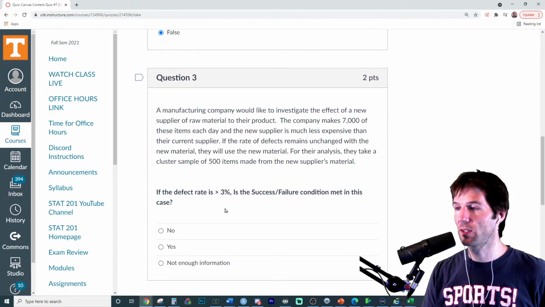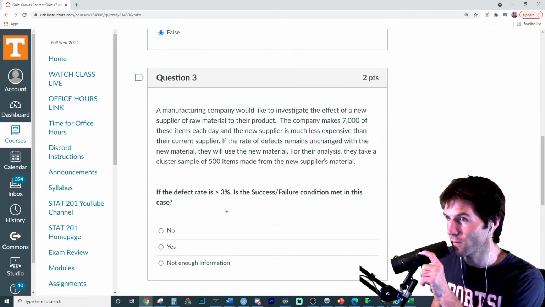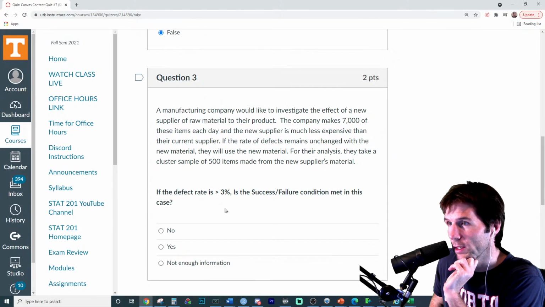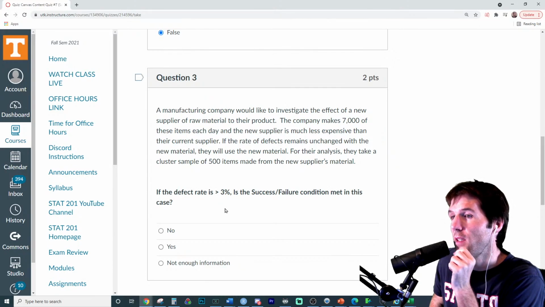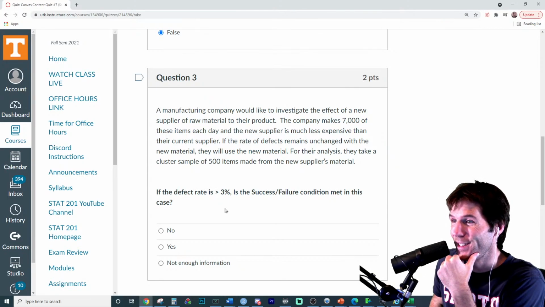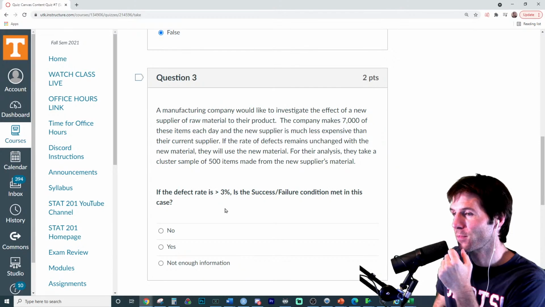Ooh, I love these questions. A manufacturing company would like to investigate the effect of a new supplier of raw material to their product. The company makes 7,000 of these items each day, and the new supplier is much less expensive than the current supplier. If the rate of defect remains unchanged with the new material, they will use the new material. They take a cluster sample of 500 items made from the new supplier. If the defect rate is 3%, is the success failure condition met?